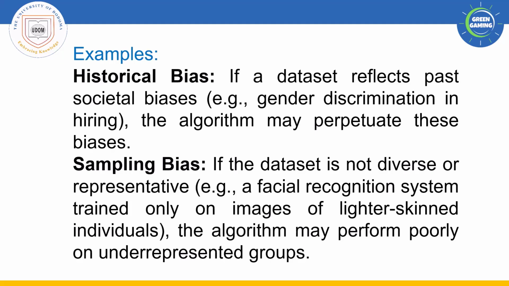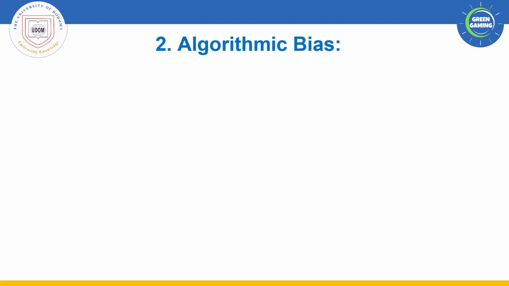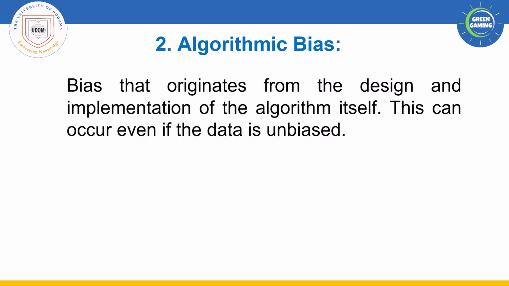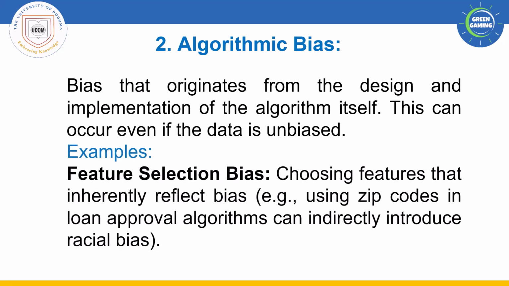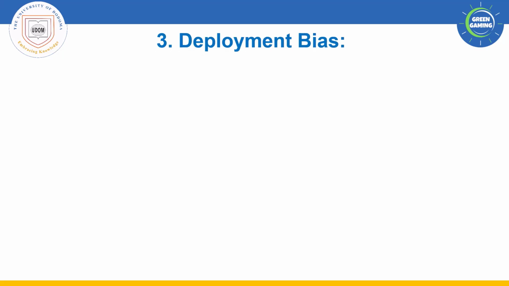Another source where bias can occur in algorithms is algorithmic bias. This arises from algorithm design or how it is implemented. It is bias that originates from the design and implementation of the algorithm itself. This can occur even if the data is unbiased. For instance, feature selection bias: choosing a feature that inherently reflects bias. For instance, using a zip code in a loan approval algorithm can indirectly introduce racial bias.